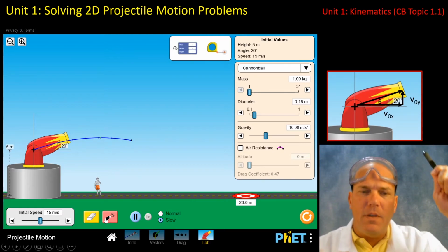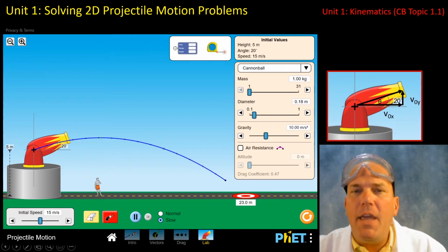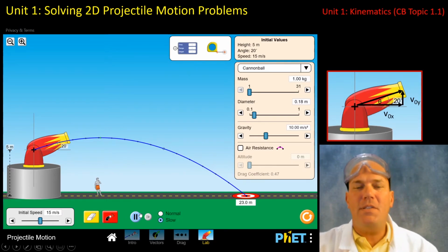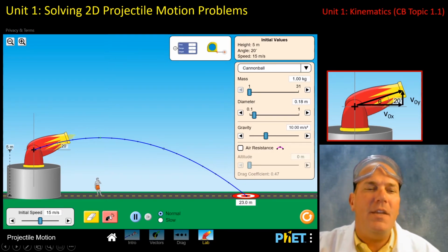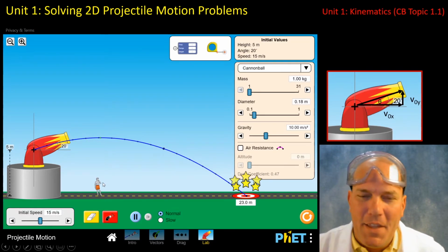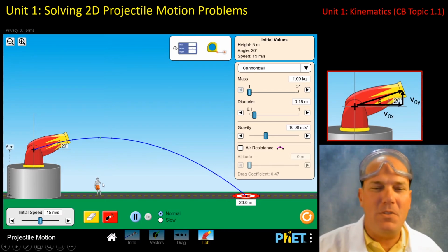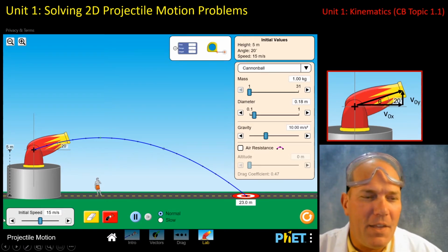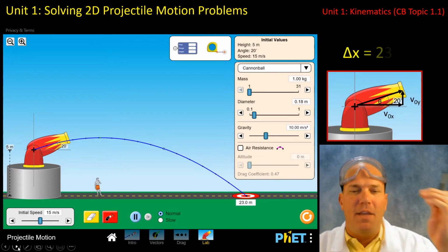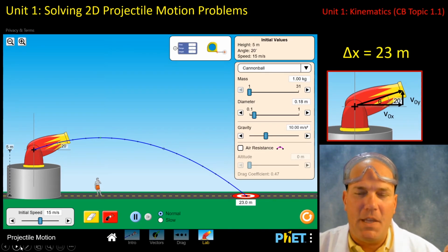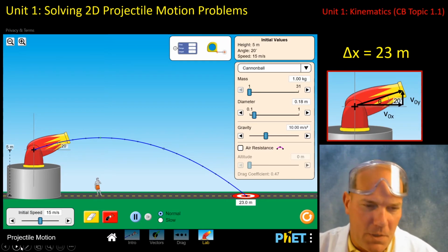Here we go, fingers crossed. And yeah, it lands right on the target. So we can see we did it correctly. We're getting a launch range of 23 meters horizontally. That's pretty cool. That feels good. Indeed, we've launched it with all of these variables and its horizontal distance is 23 meters.